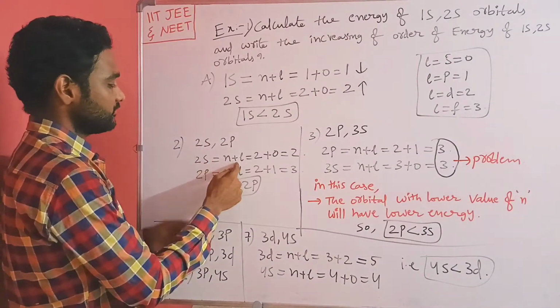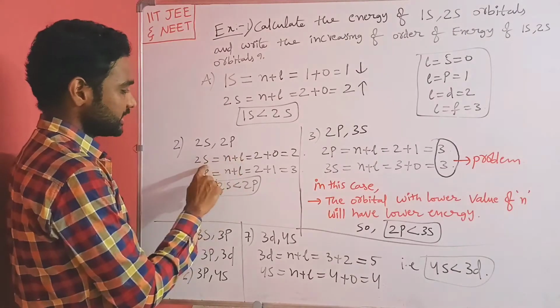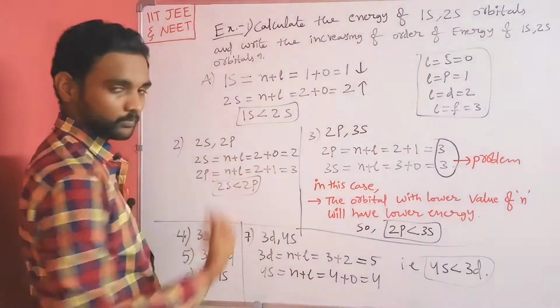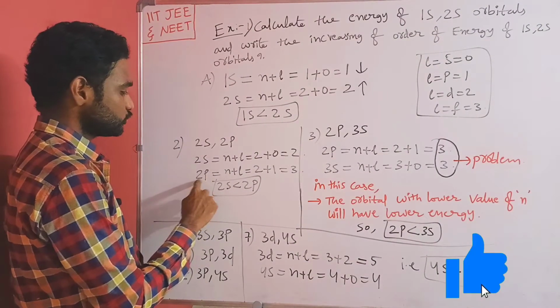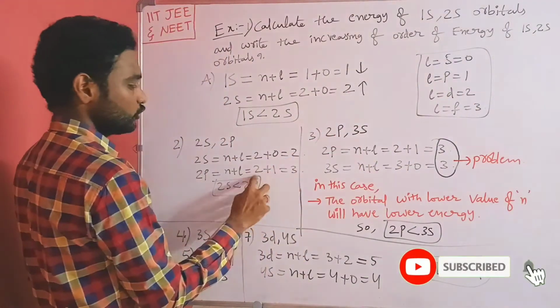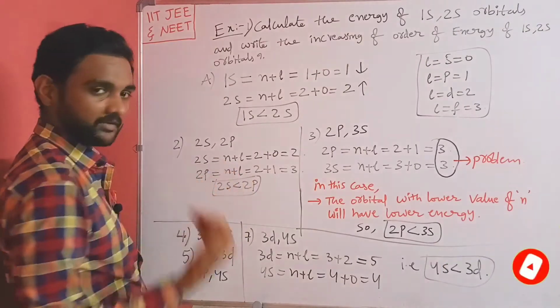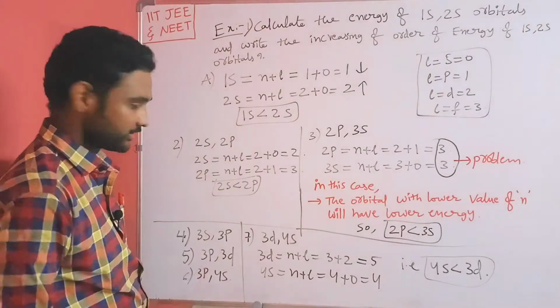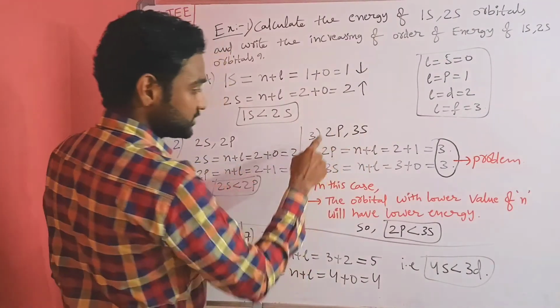Similarly, you have to calculate for 2s and 2p. 2s n plus l value: n value 2, l value for s orbital 0, 2 plus 0 is 2. Okay, next 2p: n value for 2p is 2, l value for p orbital 1, 2 plus 1 is 3. Now here which one has more n plus l value? 2p has more n plus l value, so 2p has more energy than 2s. Next, this case I have to see, this is very important.